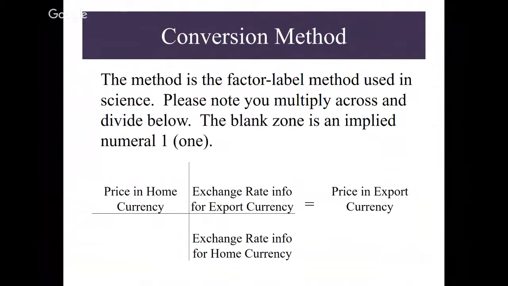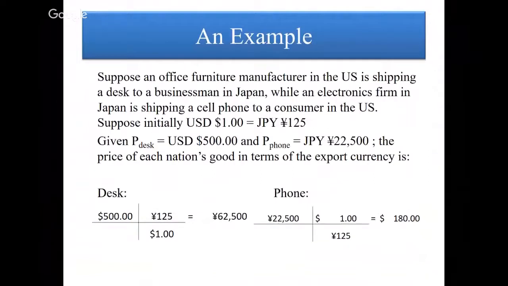So here's a simple example we're going to look at. We are using a desk made in the United States to represent any product that is exported to Japan. We're going to be using a cell phone made in Japan to represent any product made in Japan that is exported to the United States. And we're going to start with an initial conversion.